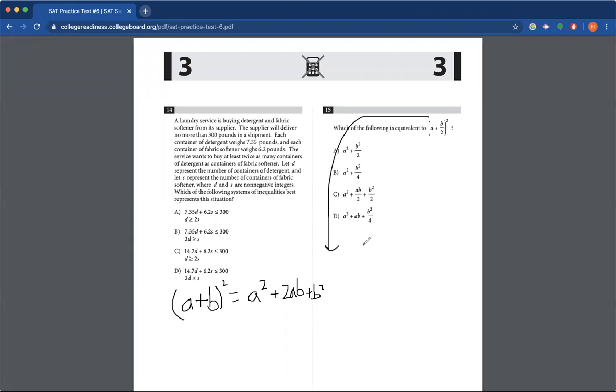So when we expand this, we get a squared plus, we have to multiply a times b divided by 2. Multiply that by 2, we get ab plus b squared by 4, giving us d. Okay, checkpoint. We are at a checkpoint.